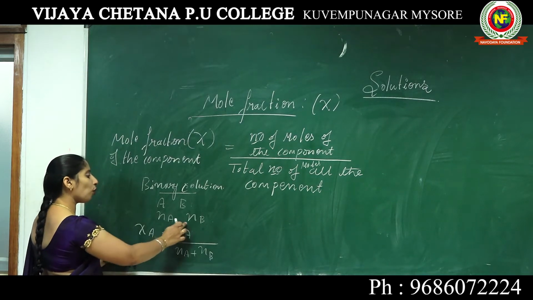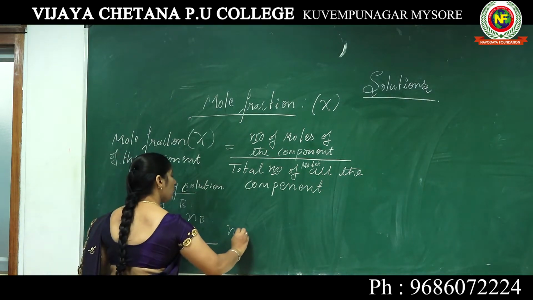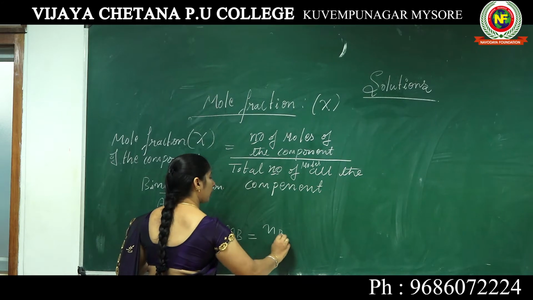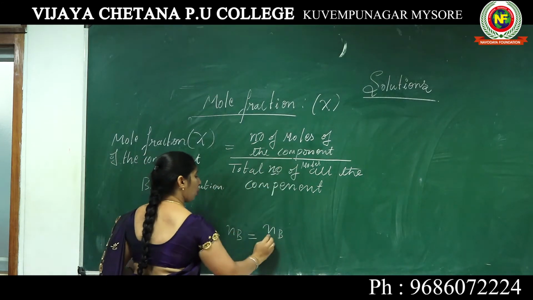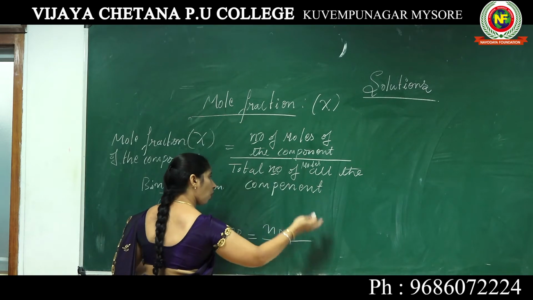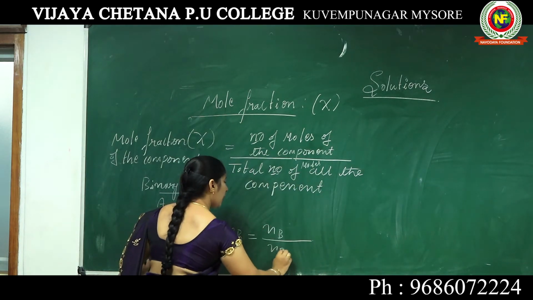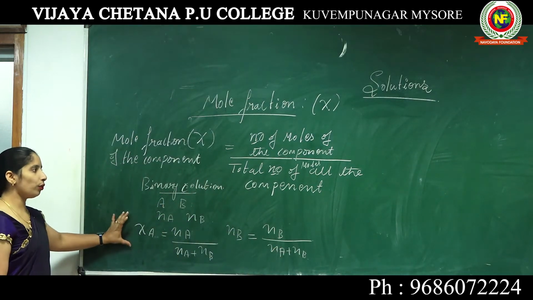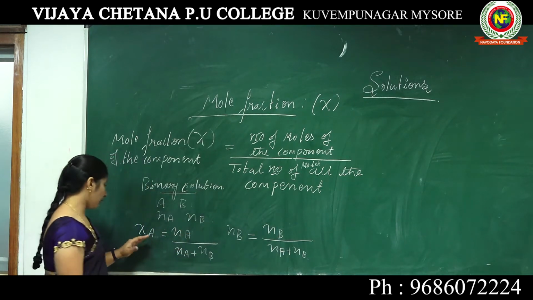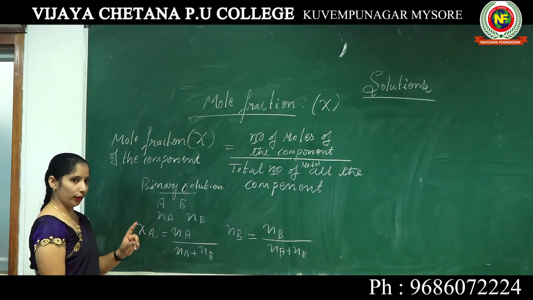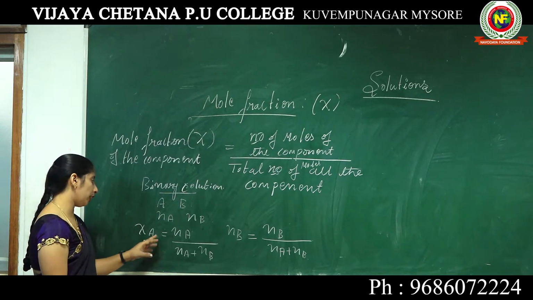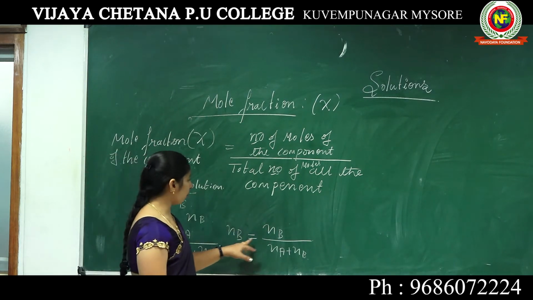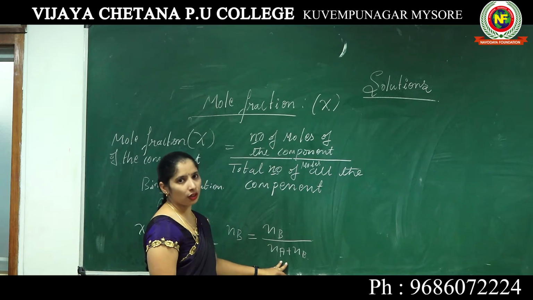For example, to find the mole fraction of B, the mole fraction of B is Nb, the number of moles of component B, divided by the total number of moles of all the components, Na plus Nb. Got it? So if you find the mole fraction of one component, you write the number of moles of that component over the total number. For the other component, write the same, over the total number of the components.